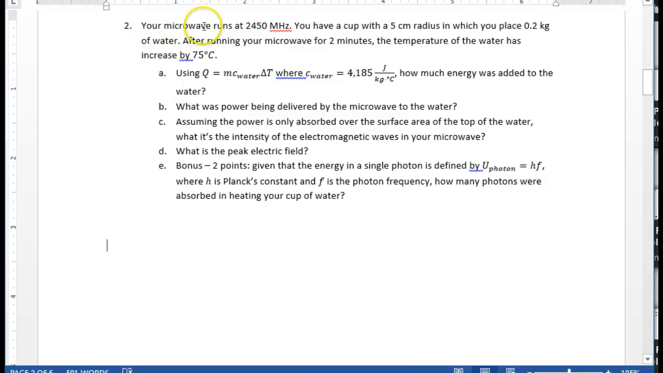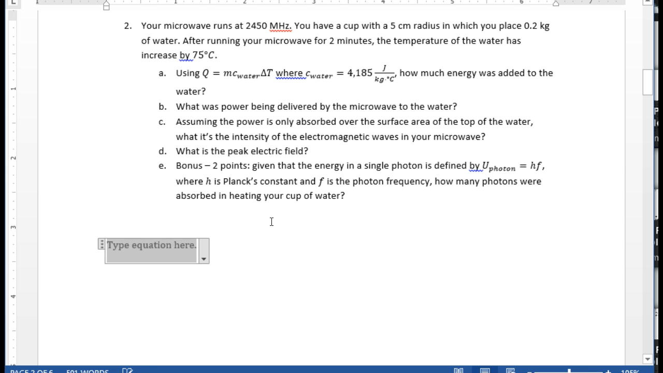Exam 3, problem 2. We have a microwave, 2450 megahertz. We have a cup, 5 centimeters in radius. Place 0.2 kilograms of water. You run the microwave for 2 minutes. The temperature of the water is increased by 75 degrees C. So the first question is, how much energy was added to the water?